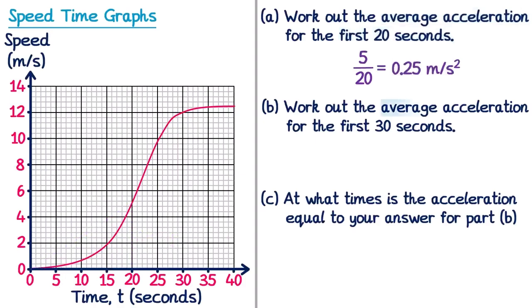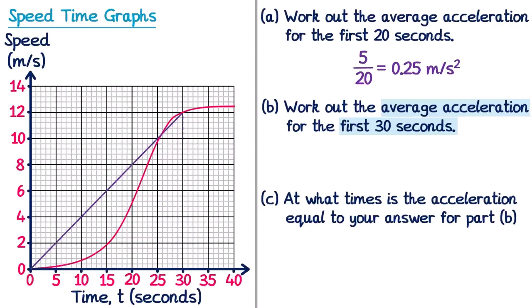Let's try a second example of this. Work out the average acceleration for the first 30 seconds. So this time we connect up with a straight line, the point on the curve at 0 seconds to the point on the curve at 30 seconds. So it will look something like this.